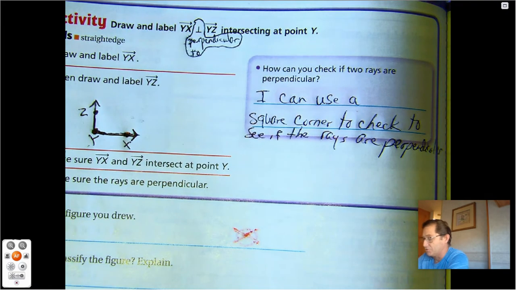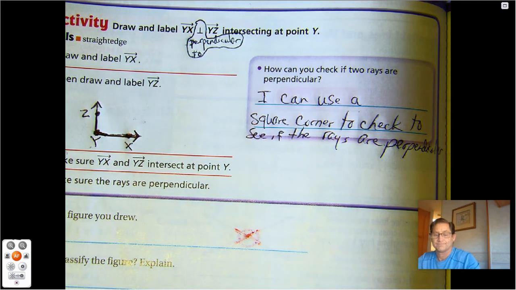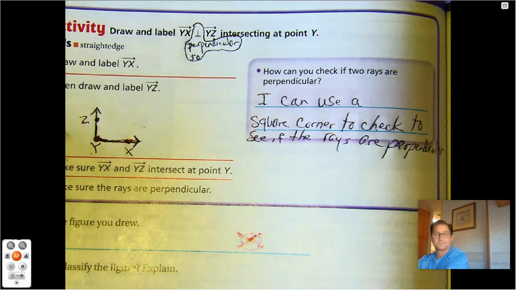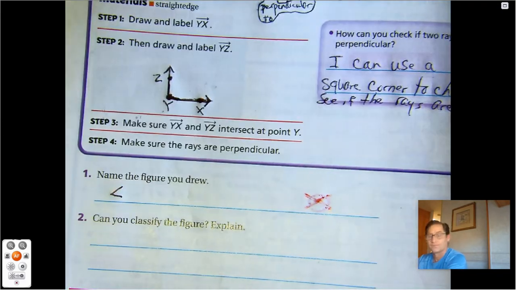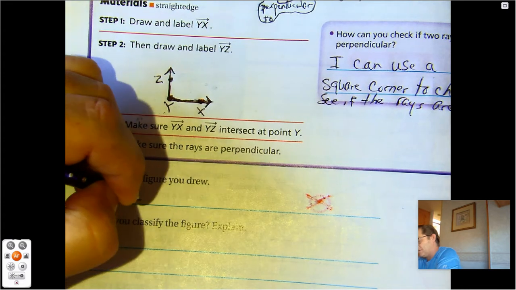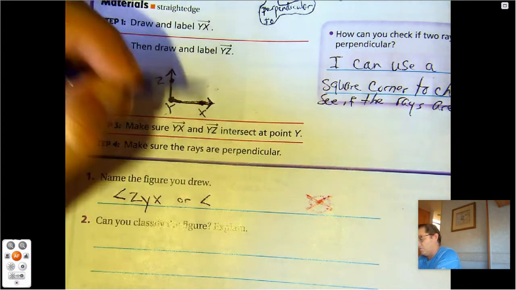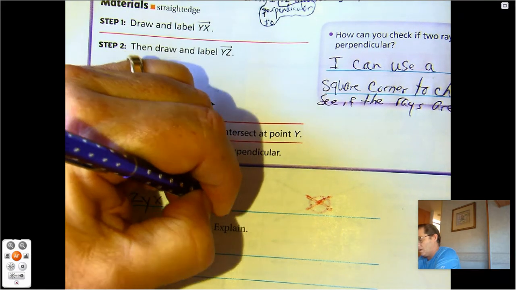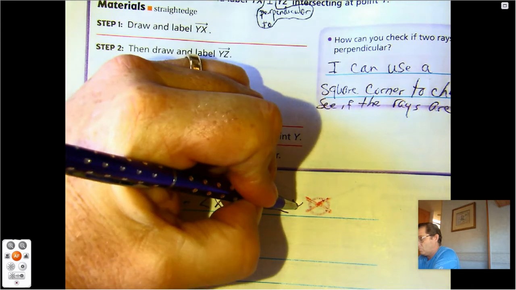Now name the figure you drew. Well, what did we draw? What is this? Well, we made an angle, and you can call it ZYX or angle XYZ or angle Y.